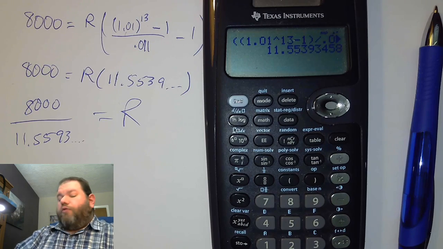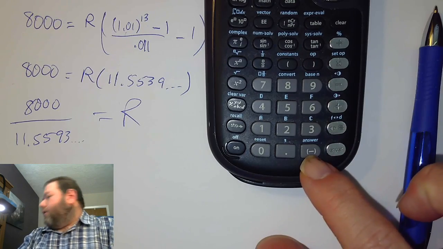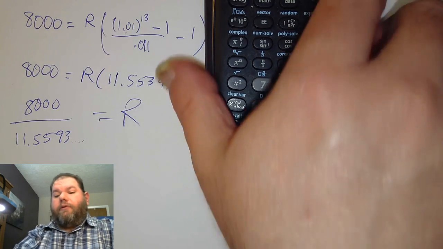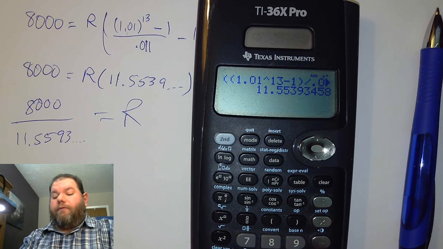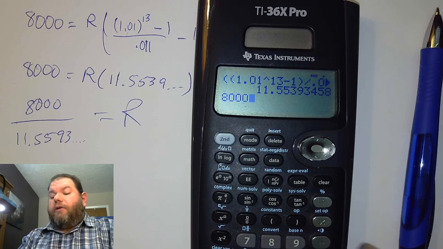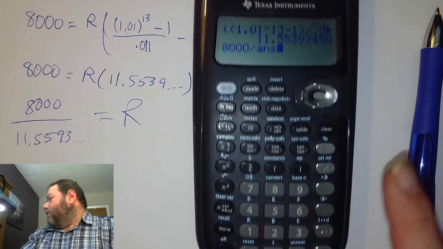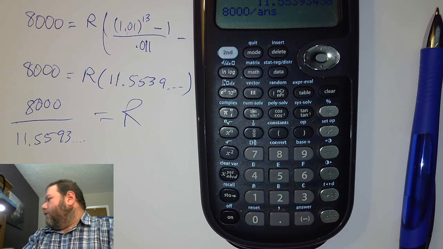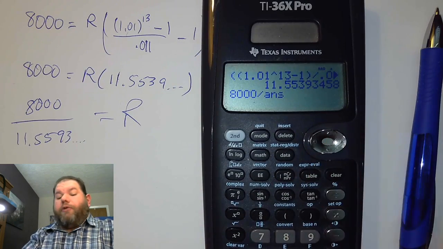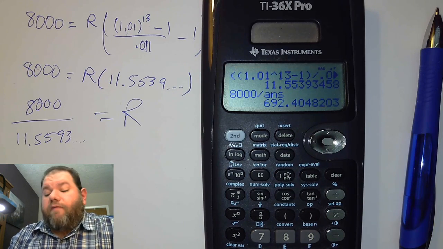And so what we can do is, and we talked about this a little bit before, I believe, in the calculator we have this answer button. And so this number is already stored in that answer button. So if we want to do 8,000 divided by, we'll do second and answer. That brings up this same number, so I don't have to write it all down or type it again. Press enter, and now it gives us an exact value.